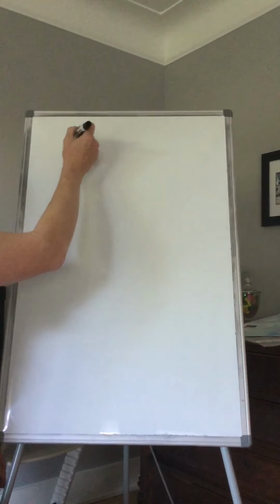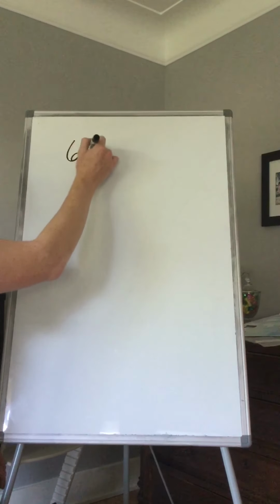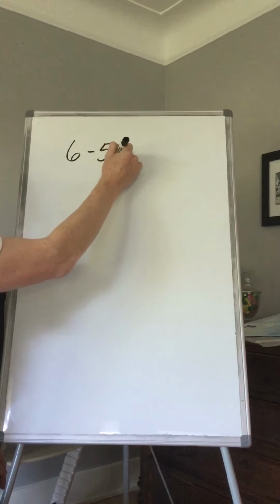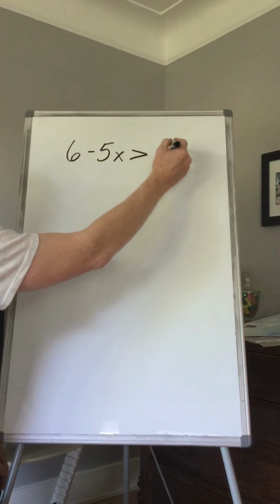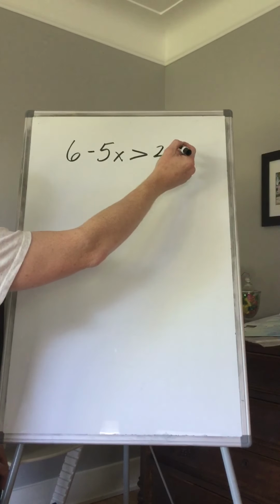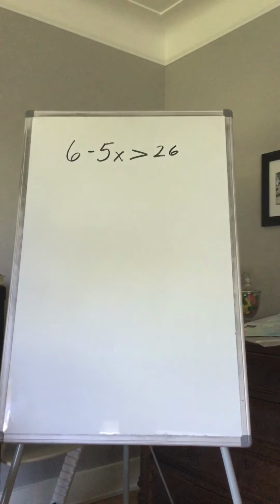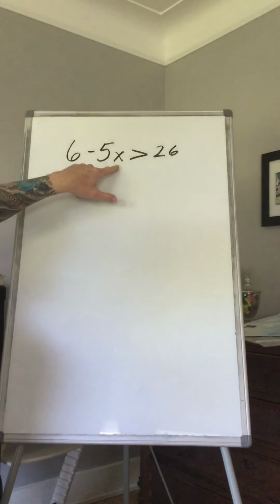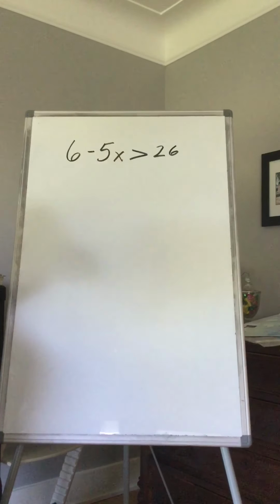And the one thing we haven't talked about yet, last year you did a little bit, so we'll refresh you guys right now. Let's go with 6 minus 5x is greater than 26. So we're trying to find a number. So we plug in here and we do the operations so that this side will always be greater than 26.